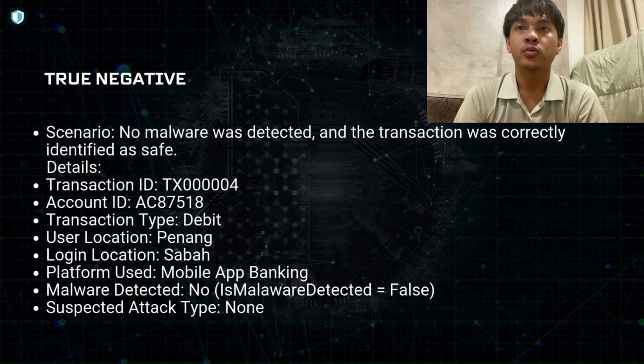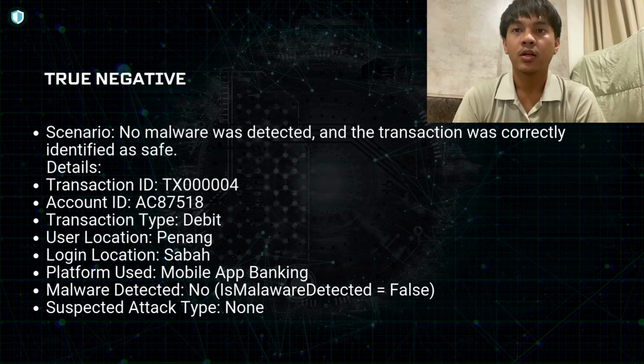Next, we move on to true negative, where in this scenario the system correctly identified no malware was detected and the transaction was correctly identified as safe. The details: transaction ID TX000004, account ID AC87518, transaction type is debit, user location Penang, login location Sabah.